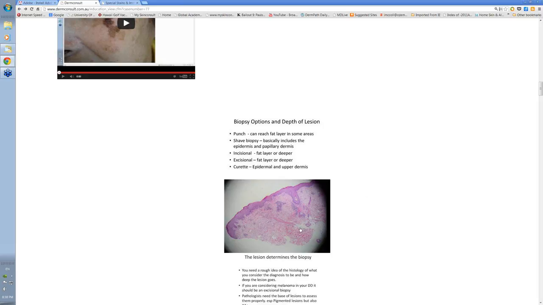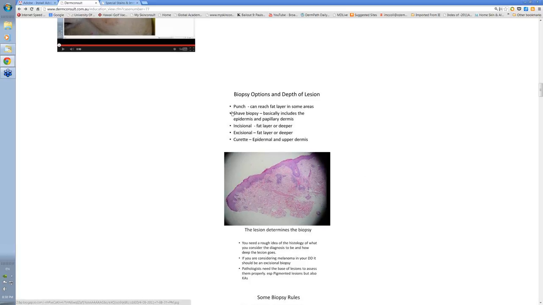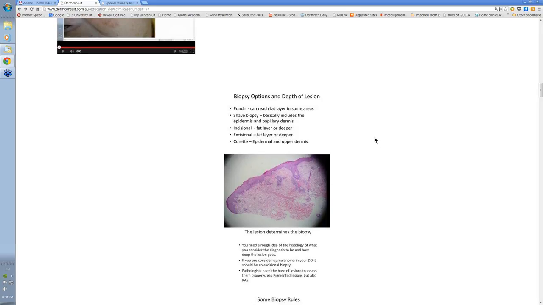You've got to know where the pathology is in a condition if you're thinking about that as the diagnosis, so that if you're going to sample it, you've got to use the proper thing to sample. With shaved biopsies, remember, you're basically just going to be including the epidermis and the papillary dermis, so you're just going to be shaving through that level there. So if there's a lot of pathology down here, a shaved biopsy isn't going to get it. So remember the limitations of the type of biopsy.